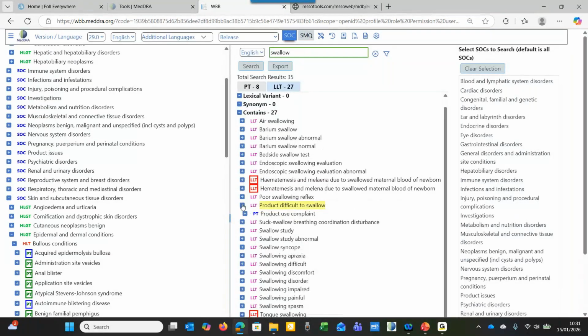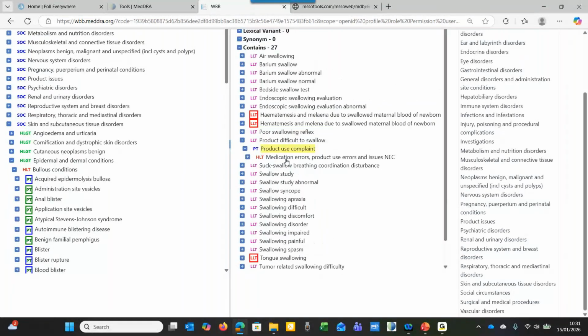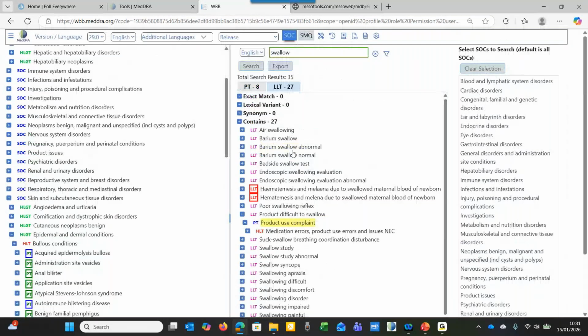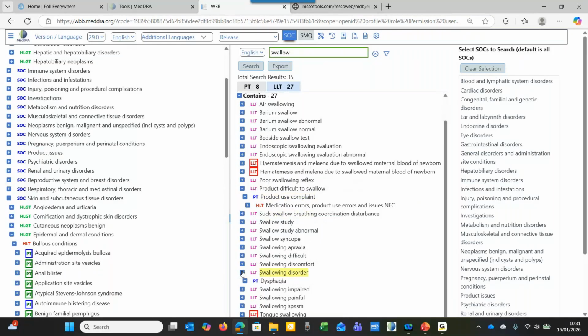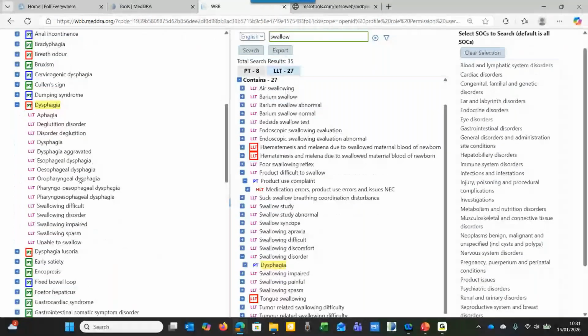Product difficult to swallow. Some of you like that. That's a product use complaint. I don't feel it's fair to blame the product really there, that there's a problem with the product. She is finding it difficult to swallow, but we know the reason for that. So I'm not so keen to select that one. Unable to swallow, difficult, impaired. So this is where we're going. So let's have a look at all the terms under dysphagia, swallowing disorder, dysphagia, right-hand click, go to the browser and let's find the best one. So we have dysphagia, swallowing difficult, spasm, a few of them there. I think dysphagia is probably the best we're going to come up with.